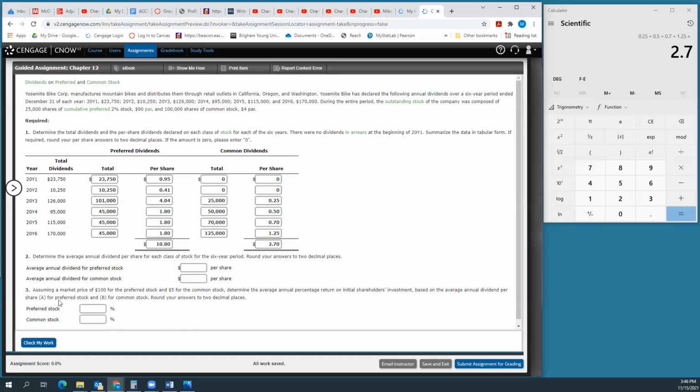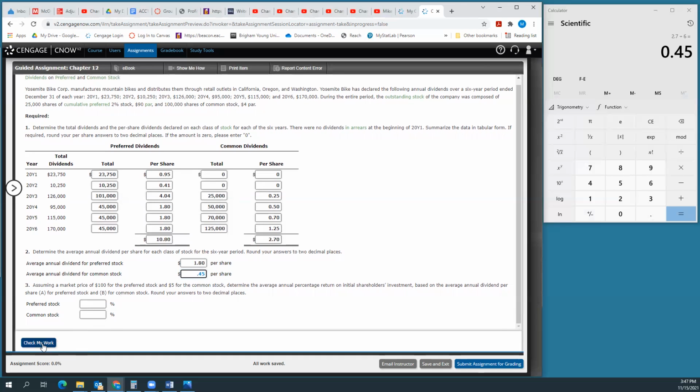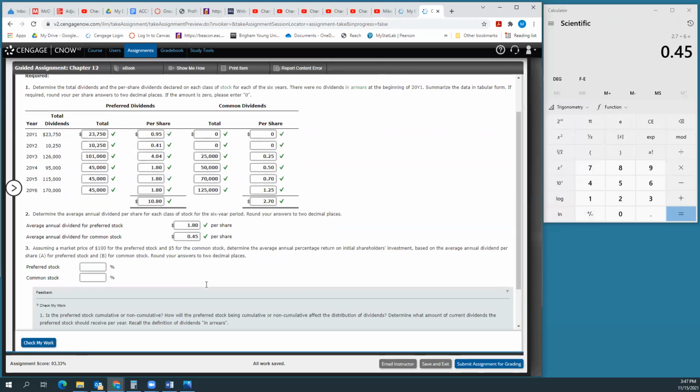It tells us to figure out the average annual dividend. So honestly, all we'll do is take this total amount, divide it by the 6 years. We can do $10.80 divided by 6 years, which should come out to $1.80 because we're all caught up with the preferred shares, but I'll double check. Yep, that's $1.80 per share. And then for the common shareholders, we can take $2.70 divided by 6 years, 45 cents per share. All right, the final question is, well, I'm going to check my work since I'm going to have to use this information in that last one, just to make sure I'm on track, which I am, but it's good to check.